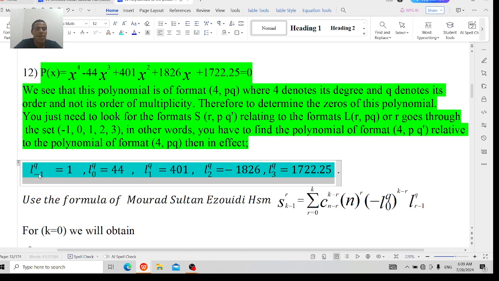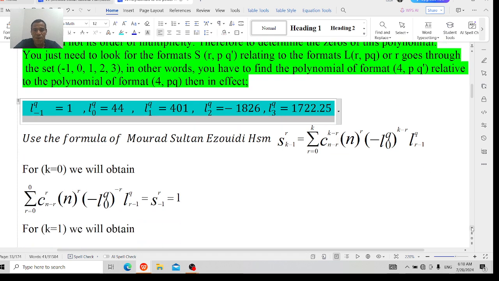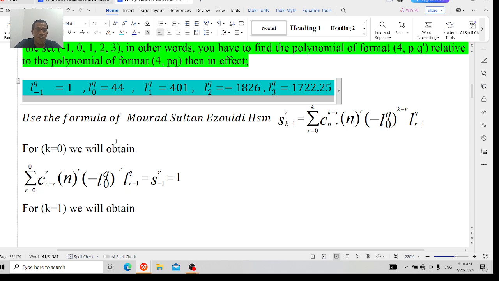These, learners, are the coefficients of this polynomial. You can see L minus 1 for the cube is 1, L0 for the cube is 44, the opposite of negative 44, L1 for the cube is 401, and L2 for the cube is the opposite sign of 1826, meaning negative, and L3 is equal to 1722.25. So these are the coefficients of this polynomial.